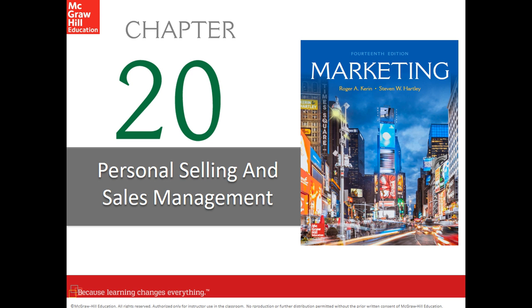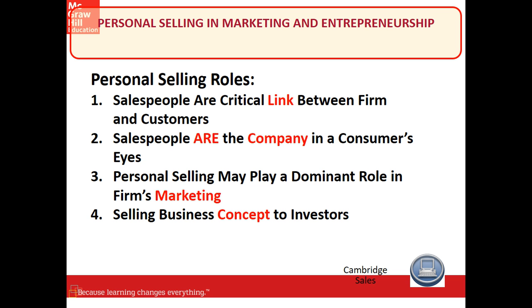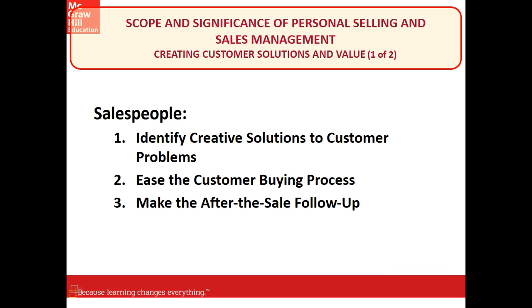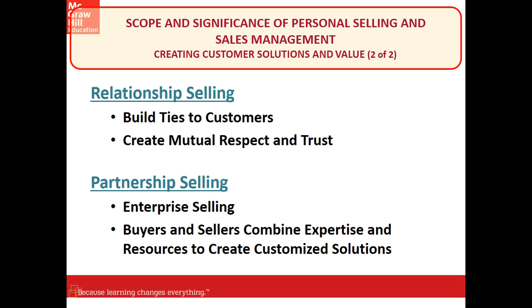Then in chapter 20, we talk about personal selling and sales management. Okay. The role of personal selling. Okay. The salespeople are the link. They are the company, and they carry out marketing strategies. And you have to use something like business selling, a business concept to investors. Personal selling, very, very important. Salespeople, their roles, their functions. Okay. And what is relationship selling? What is partnership selling? Okay.